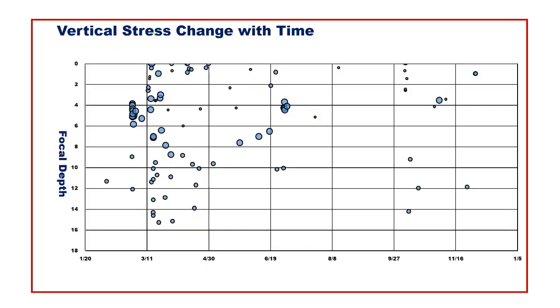Using additional horizontal stresses, we try to show how the stress is distributed vertically. Around the main shock day, the maximum additional horizontal stress was exerted at depths from 3 to 8 kilometers.